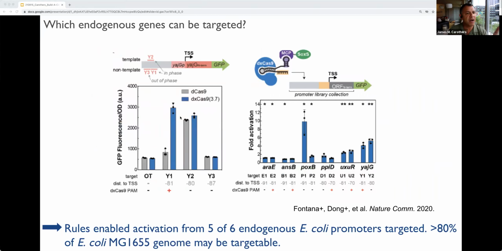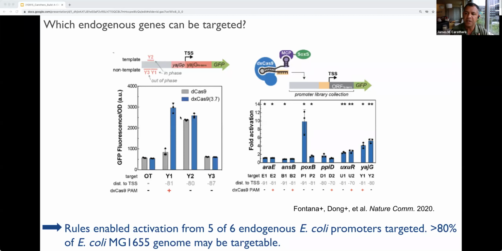So through these experiments and a number of others that I don't have time to present today, a picture of the complexity of the task of activating endogenous promoters emerged. But we nonetheless reasoned that it might be possible to apply what we've learned to identify targets in the E. coli genome that could plausibly be activated using CRISPR activation.